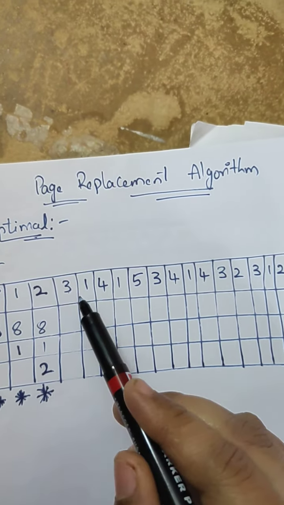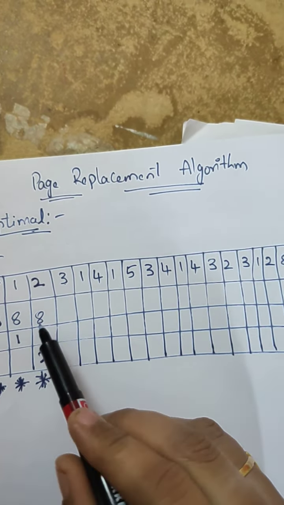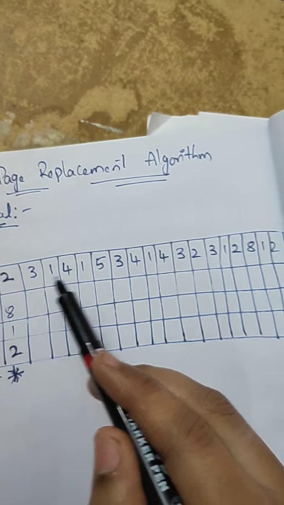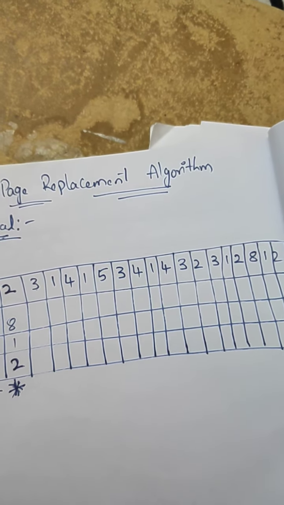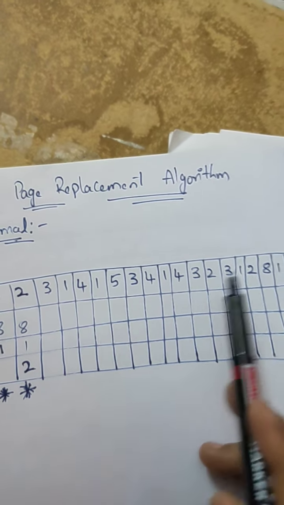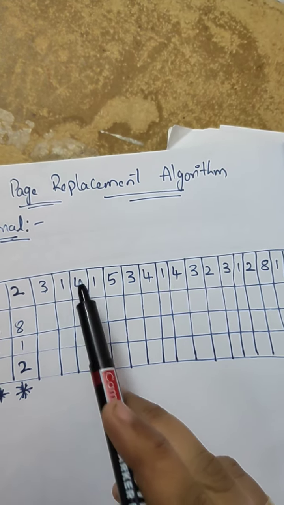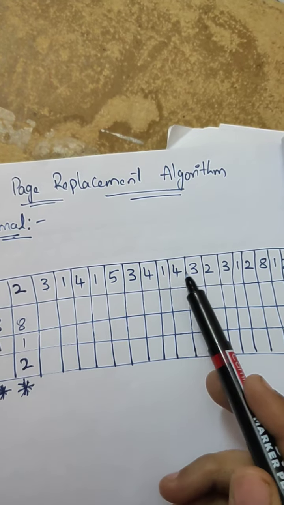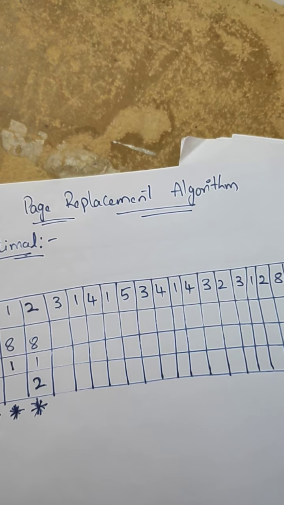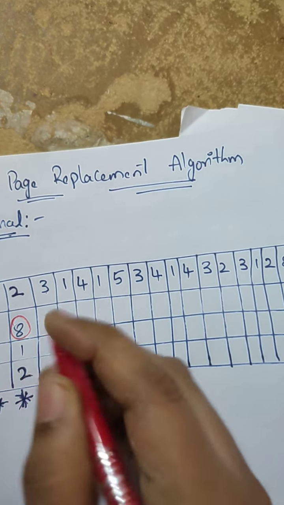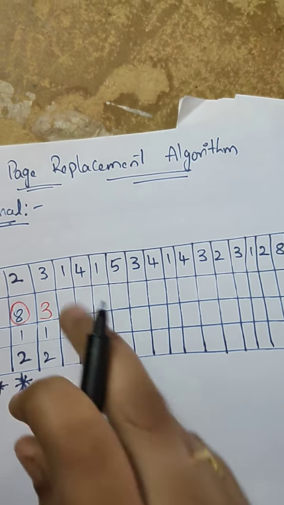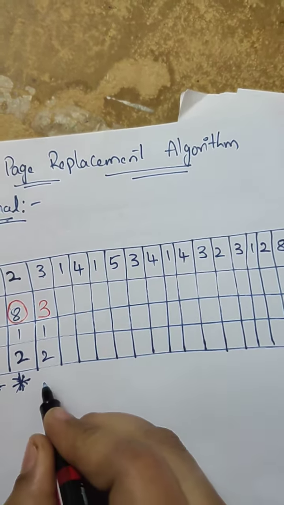So from here we have to search. Here the stored pages are 8, 1, 2. For 3, the 8 is the longest one. Optimal replaces the page used furthest in the future. For 3, the 8 is the longest one, 1 is the very nearest one, and 2 is the next one. We are using this page for a longer time. So we replace this 8 with page 3. Now it becomes 3, 1, 2.